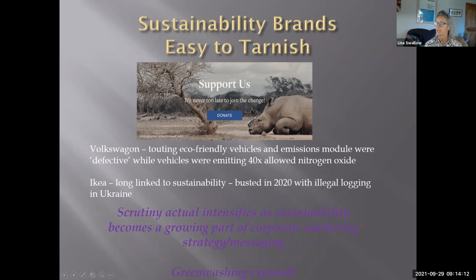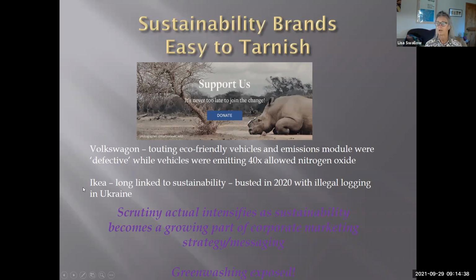So, here was their branding around the rhinos in Africa and climate change, and they did a lot of branding around that. And I mean, overnight, their actions did not meet the brand they were trying to portray. And their stock plummeted, their reputation plummeted, their car sales plummeted.